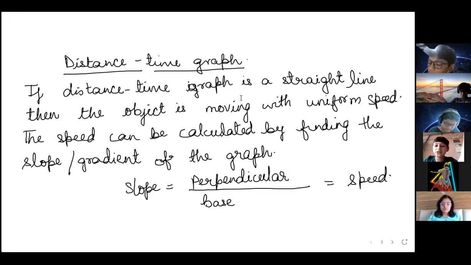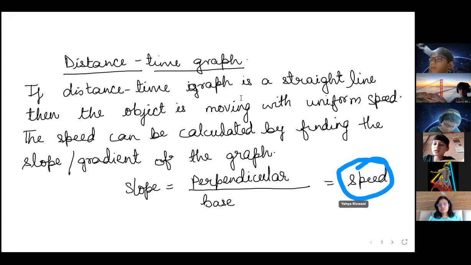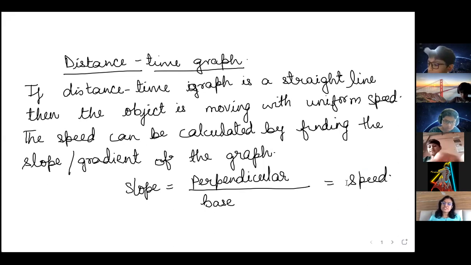Wait, I will write it. Here, you can find out speed only. You can write speed. If it is a straight line, you will get constant speed. If it is not a straight line, it won't be the same. Remember, I'll show you if speed is not constant, what type of graph you will get.